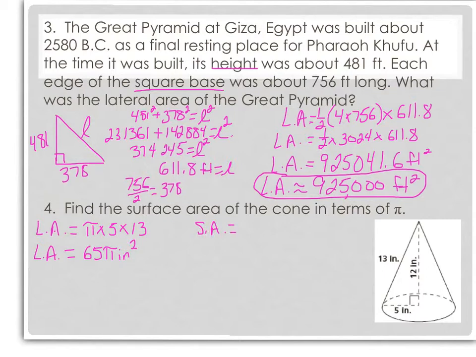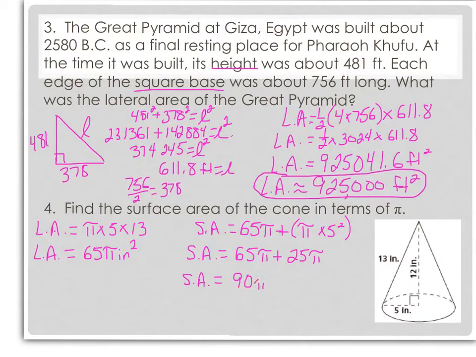Then to find the surface area, we'll take our lateral area, so 65 pi, plus area of the base. That's pi r squared since it's a circle, so pi times 5 squared. So our surface area will be 65 pi plus 25 pi. So surface area, 90 pi inches squared.